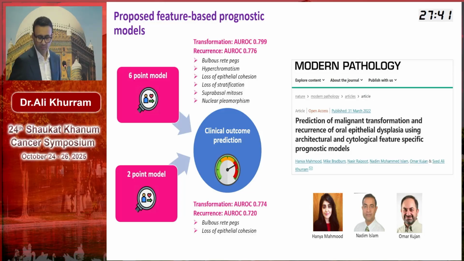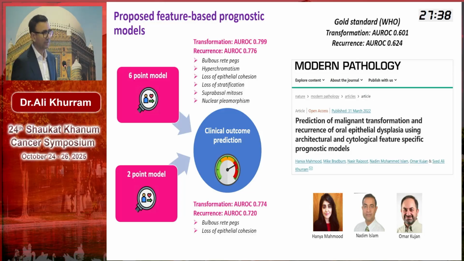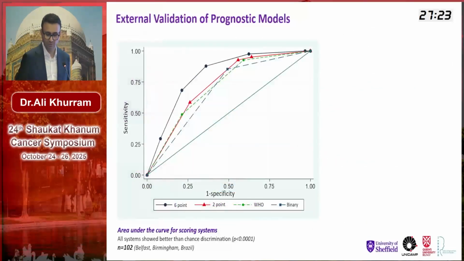And we published that in Modern Pathology, but we wanted to compare it with WHO and the grading system, and you can see that performed quite poorly with the transformation accuracy of around 60%. So instead, it looks like by looking at a few features, we might actually get better at predicting whether dysplasia will become cancerous or not. Then we also assessed it in an independent external cohort as well.